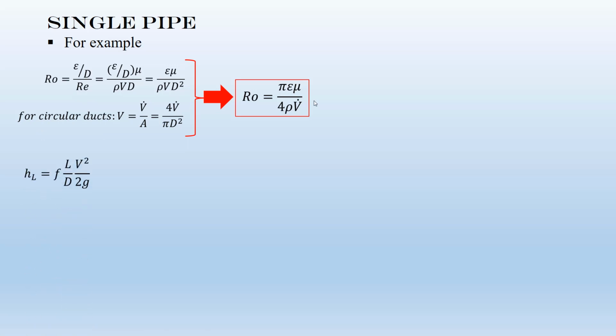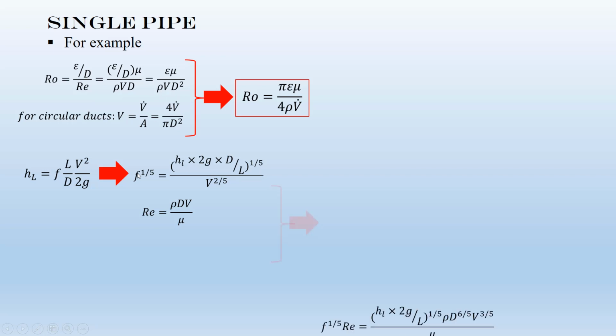The other thing is that, guys, hL, this is the definition for the head loss. Again, guys, if you have minor losses, you need to write it based on the L equivalent, and then combine it into this equation. Now, let's calculate the f^(1/5) from this equation. Now let's use the definition for the Reynolds number, and let's multiply these two terms, Reynolds times f^(1/5), to see what happens.